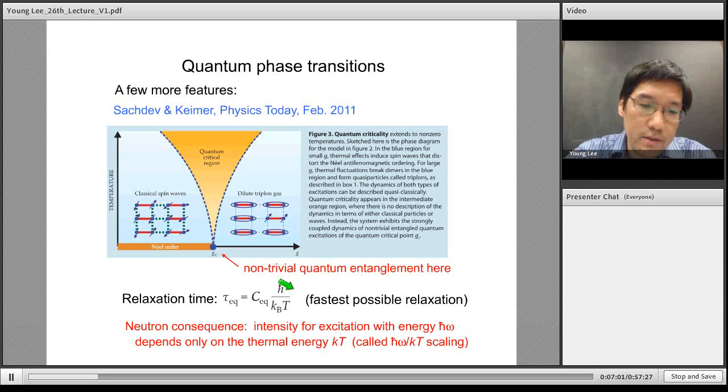And a consequence of this feature of quantum critical behavior is that in a neutron scattering experiment, the intensity that you measure for excitations, if you measure some excitation with energy h bar omega, will only depend on the thermal energy kT. So we call this omega over T, or h bar omega divided by kT scaling. And that will be a feature that we'll see in some of the neutron measurements.